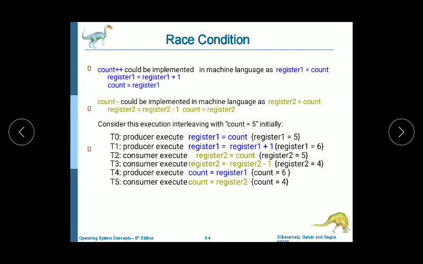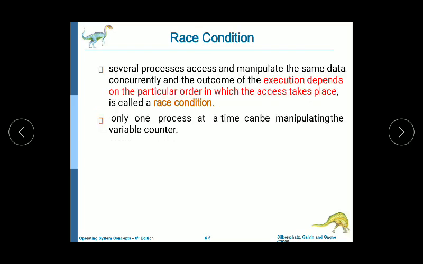We would arrive at this incorrect state because we allowed both the processors to manipulate the variable counter concurrently. A situation like this, where several processes access and manipulate the same data concurrently and the outcome of the execution depends on the particular order in which access takes place, is called race condition. To guard against the race condition above, we need to ensure that only one process at a time can be manipulating the variable counter. To make such a guarantee, we require that processes be synchronized in some way.